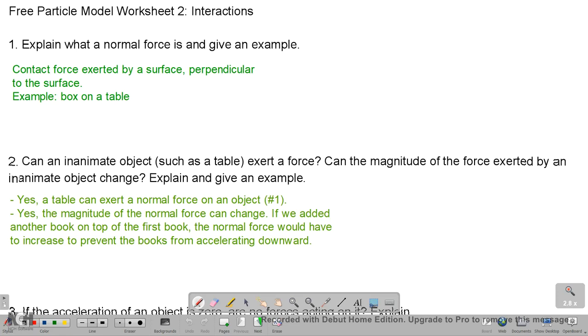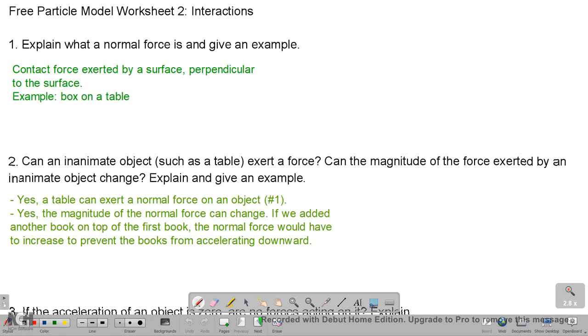So number 1, explain what a normal force is and give an example. A normal force is a contact force that is exerted by a surface onto some object, and it is exerted perpendicular to the surface. It does not matter whether you're on a level surface or an incline. It's always perpendicular, meaning a 90-degree angle to the surface that you're on.